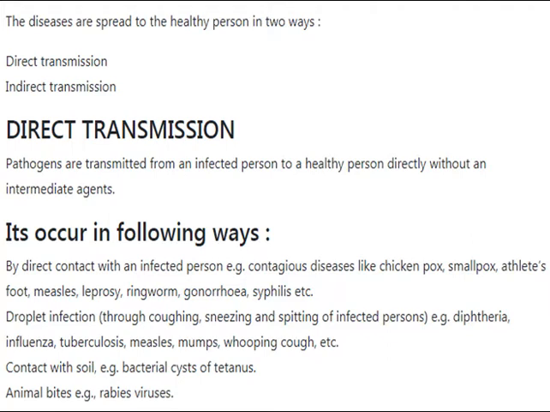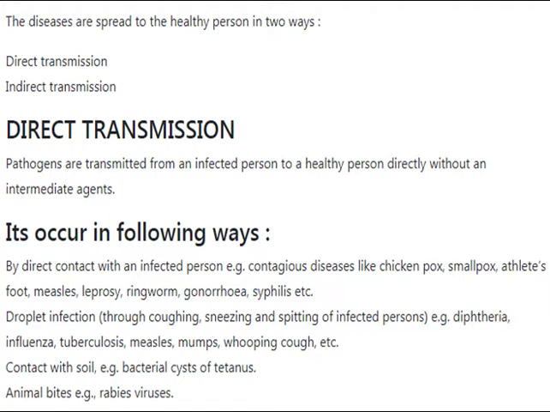Then through droplet infection. In this method, when an infected person coughs, sneezes or spits, the droplets from him may directly enter into a healthy person. So at that time, those droplets make him sick, or the organism that is present in those droplets makes the healthy person sick. So, for example, diseases like whooping cough, tuberculosis, etc.